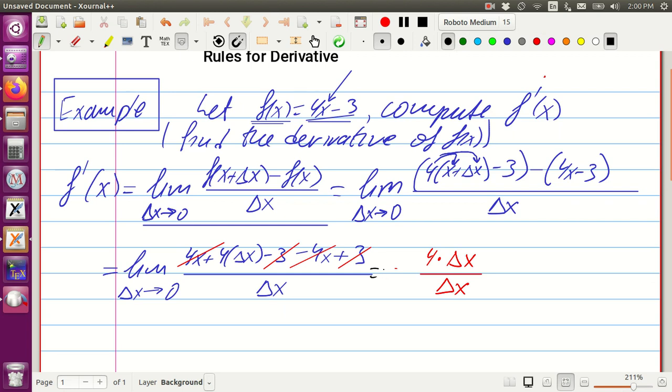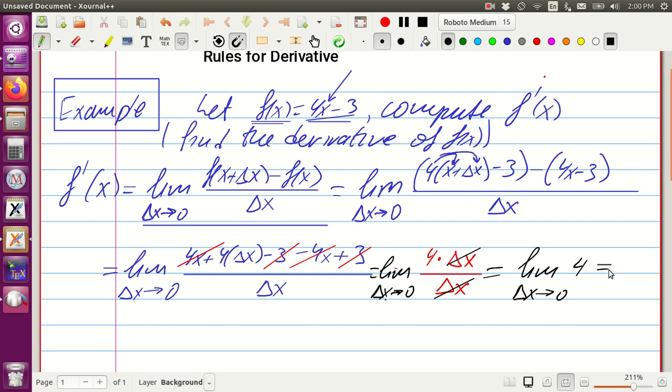So we have equals limit delta x goes to 0. We have to tell ourselves that we can divide by this delta x. So let's look. Delta x goes to 0 for the limit, means it will never be 0, but we can divide by this delta x. We're left with the limit delta x goes to 0 of 4.